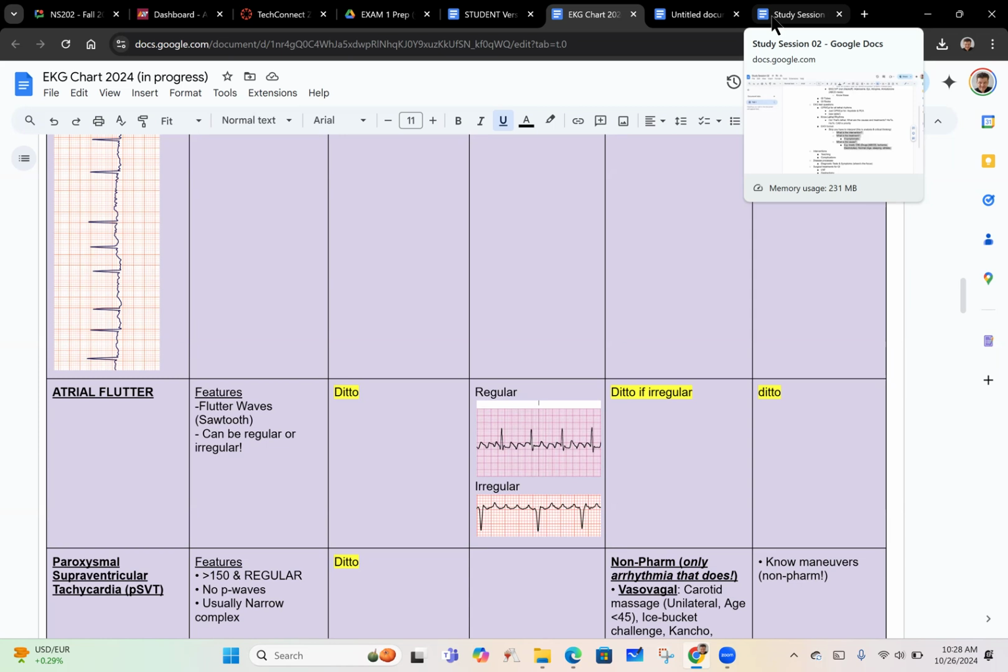Like an AV block, for instance. AV block has what characteristics? Select all that apply. Let's pick a random one. Second degree type 2, right? So second degree type 2 AV blocks have what features? Select all that apply. So it's irregular rhythm. What else? Dropped QRSs and prolonged PR interval most of the time, right?